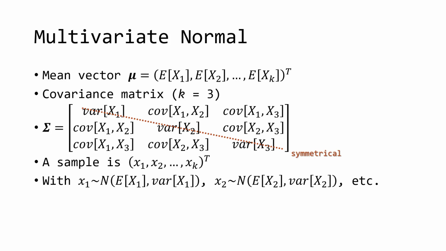The matrix is symmetrical, so the value in row 3, column 1 is the same as row 1, column 3. When a sample is taken from the multivariate normal, it is a k-length vector containing samples from each of the k random variables. Each of the random variables is normally distributed and has a mean defined by the mean vector and a variance defined by the covariance matrix.